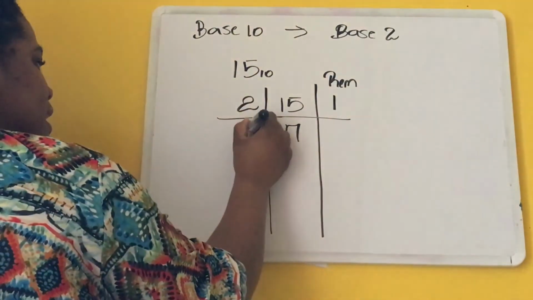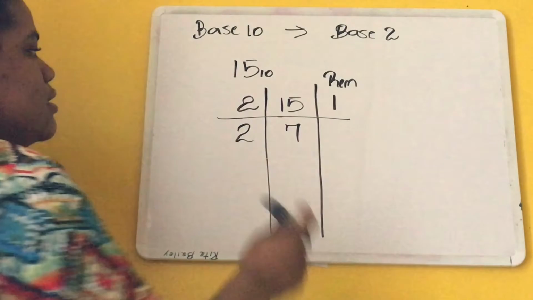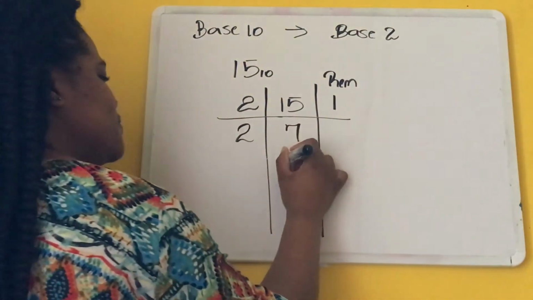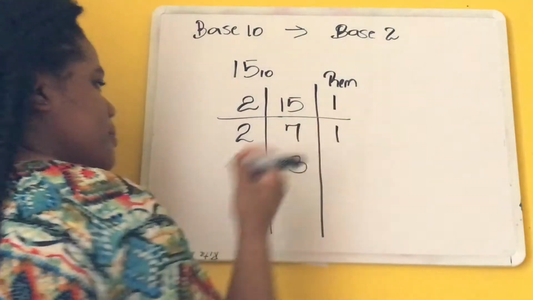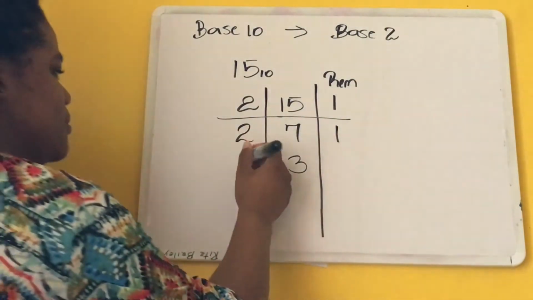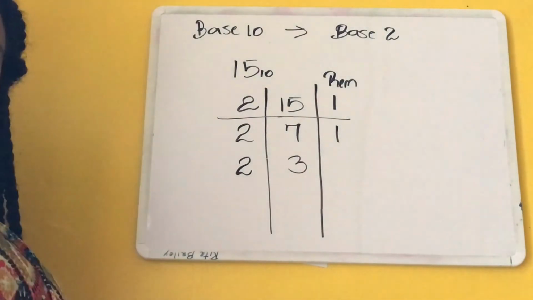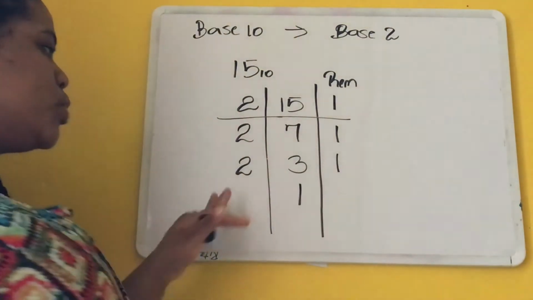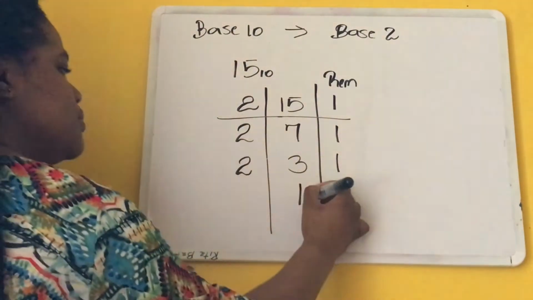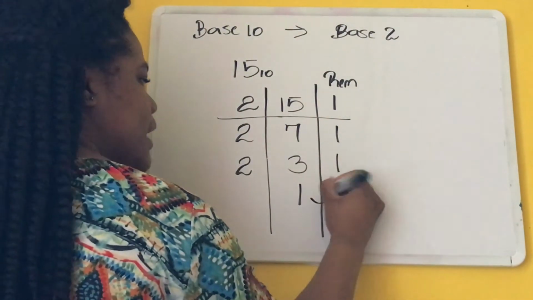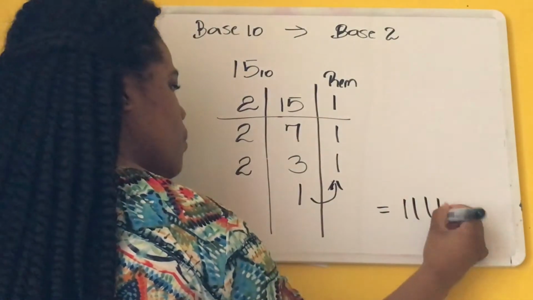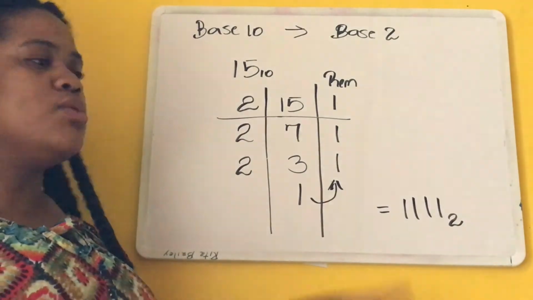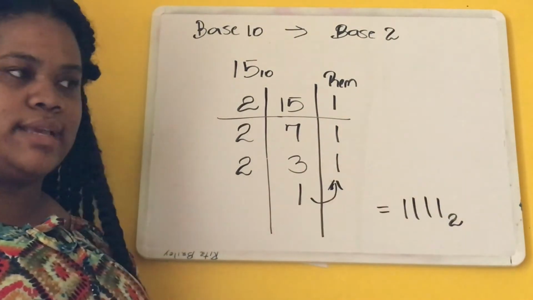Now we're going to divide again, because we don't reach 0, right? 2 into 7. 3. Very good. And we have 1 remainder. Can we go more? Yes, we can. So 2 into 3. 1 time. And we have how many remainder? 1. Now we know 2 can't go into 1, so we're just going to bring it up. So my answer here would be 1, 1, 1, 1, and that's base 2. We don't say 1111. We say 1, 1, 1, 1, base 2.